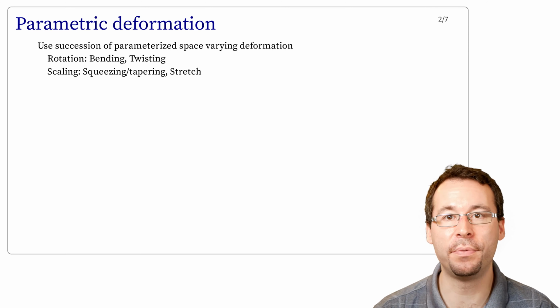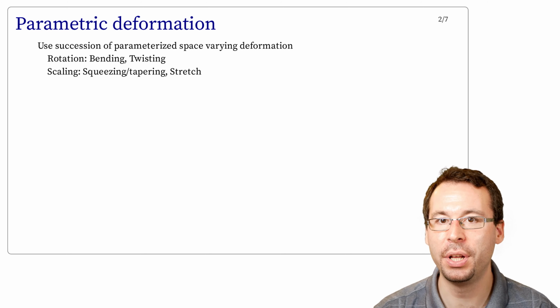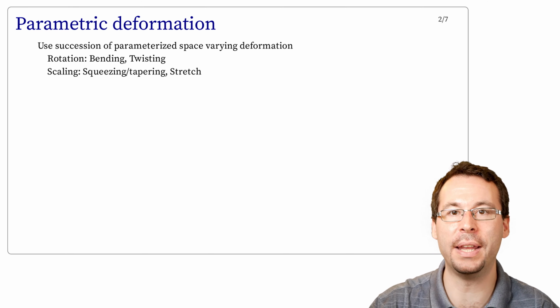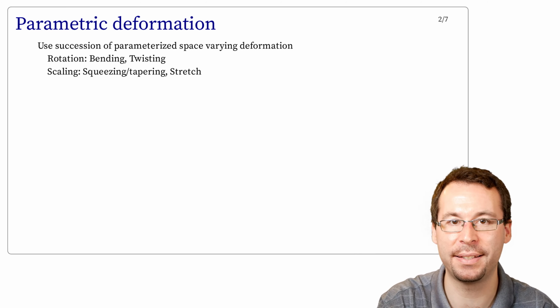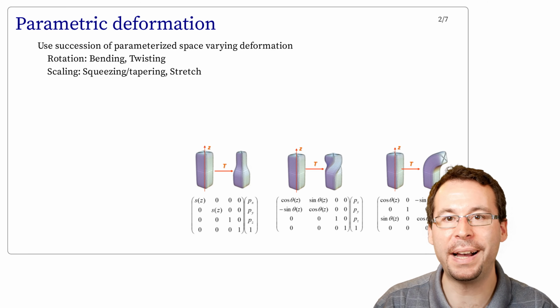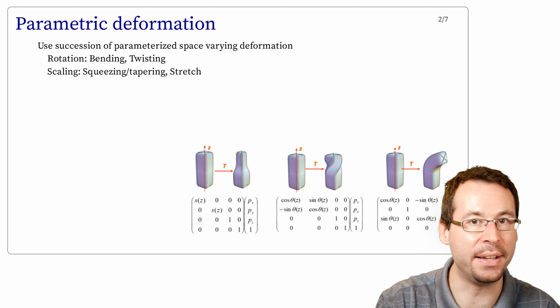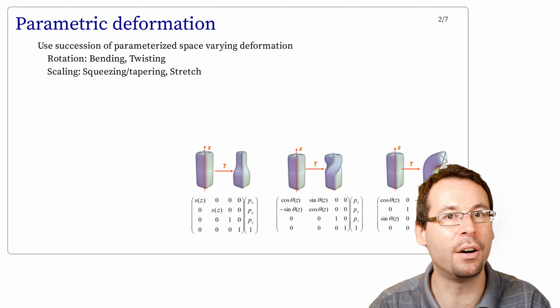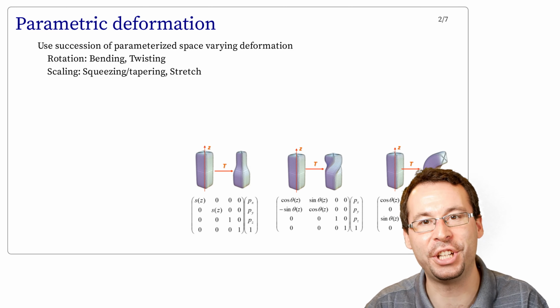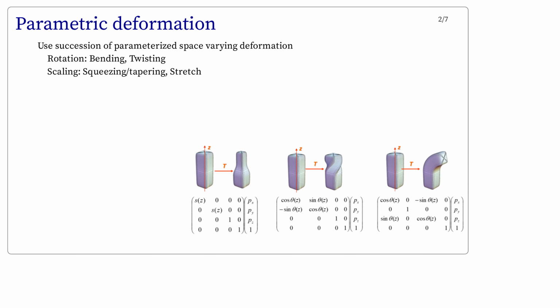A logical way of defining such parametric deformation is to consider the generalization of an affine transformation with parameters that vary in space. Using rotation with varying angle can lead to model bending or twisting, and using scaling we can model squeezing or tapering behavior or stretching. So we can see some example in the image, noting that the local axis Z needs of course to be adapted to the shape we are deforming.